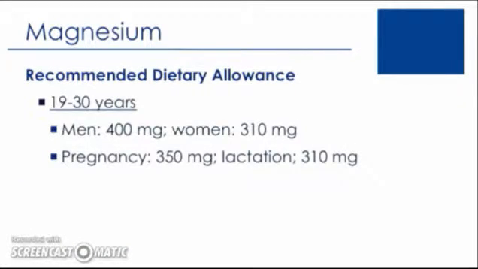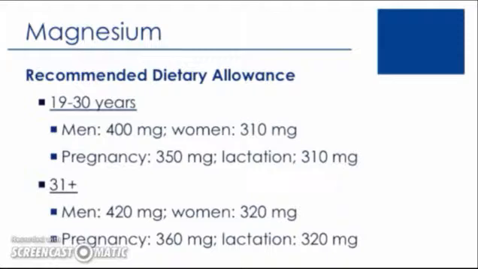Here we can see the RDA for magnesium for adults. In men and women ages 19 to 30 years of age, men will require 400 milligrams per day on average, women 310 milligrams per day. Interestingly, it's a little bit higher in men and women who are age 31 and older. In those 31 and older, men will need 420 milligrams per day, women would need 320 milligrams per day.